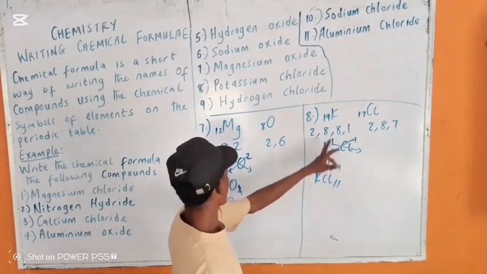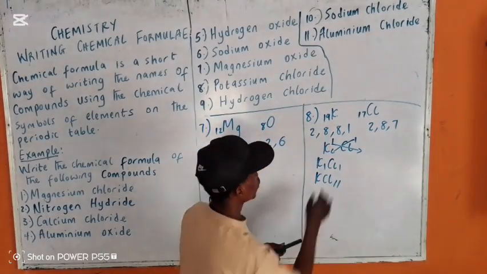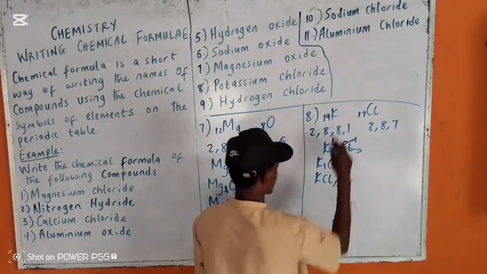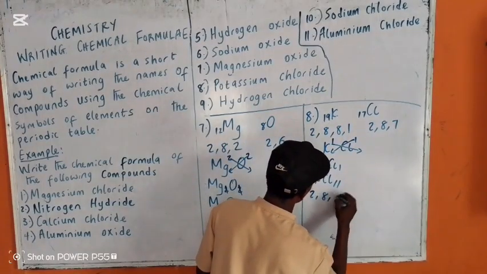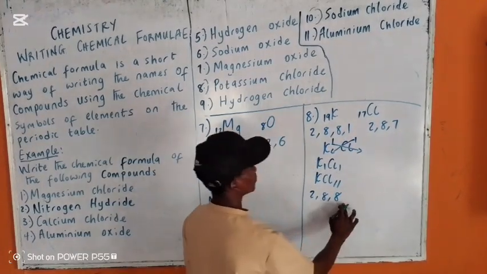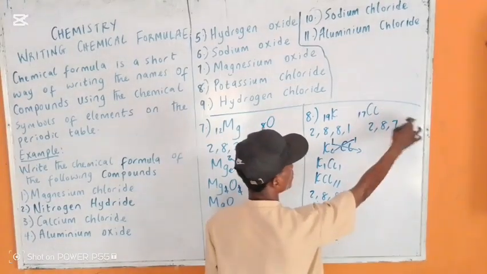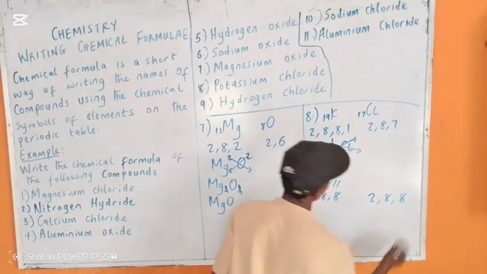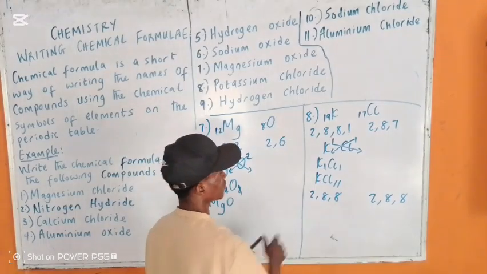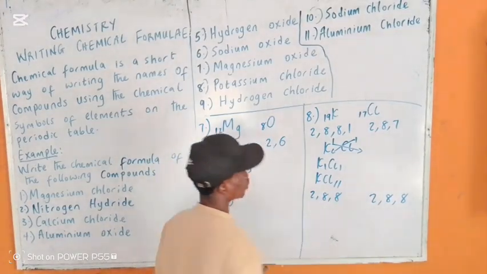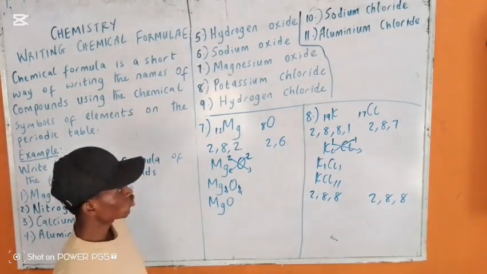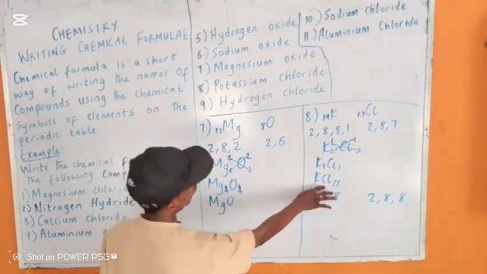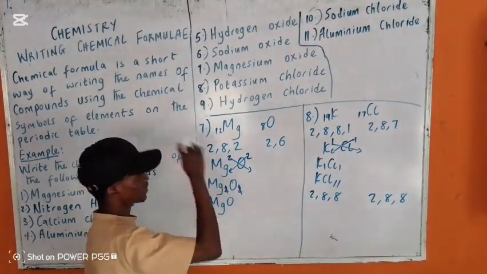Now, if we check for potassium here, when we give out 1, we now have 2,8,8. It is now stable. When chlorine gets 1, we have 2,8,8. So they are now both stable. So that is for number 8, potassium chloride.